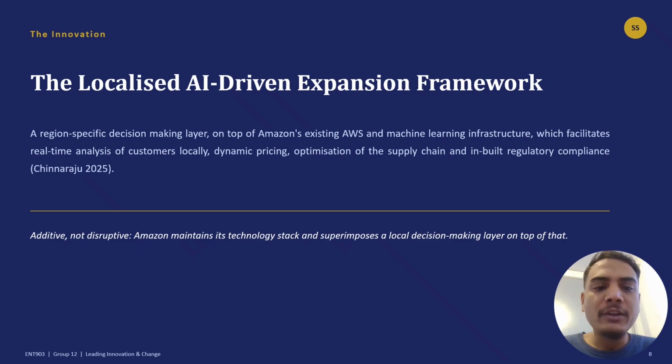In this slide, I will be talking about the localized AI-driven expansion framework. This brings us to our proposed innovation, the localized AI-driven expansion framework.